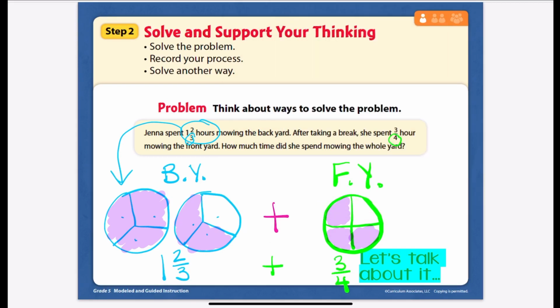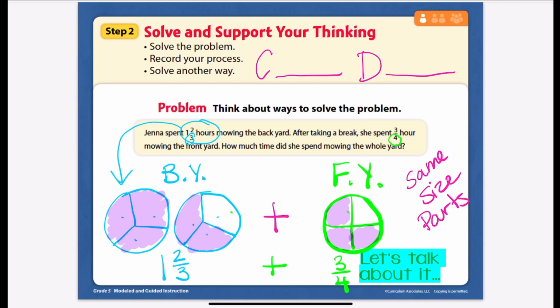I know that I want to put these pieces together, but just like I learned in the last problem, I can't do that until I have what? The same size parts in my whole, remember? So with that being said, we need to get, let's see if you can guess it. Common denominators. Right. You're awesome. I know you got that. So common denominators.